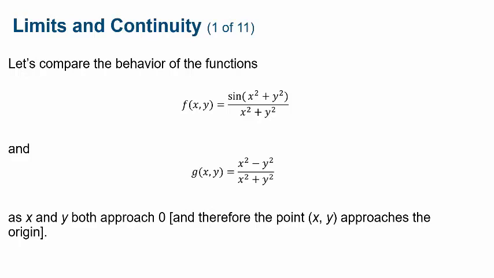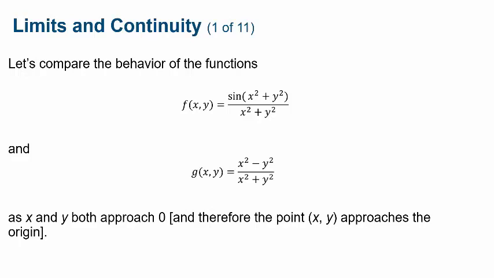So let's introduce this concept by talking about the behavior of two functions that are both of two variables. We have the function f, which is sine of x squared plus y squared divided by x squared plus y squared. And we have this other function g of x, y, which is equal to x squared minus y squared divided by x squared plus y squared. What we want to talk about is what happens to the functions as both x and y approach 0. So what happens as the point x, y approaches the origin?